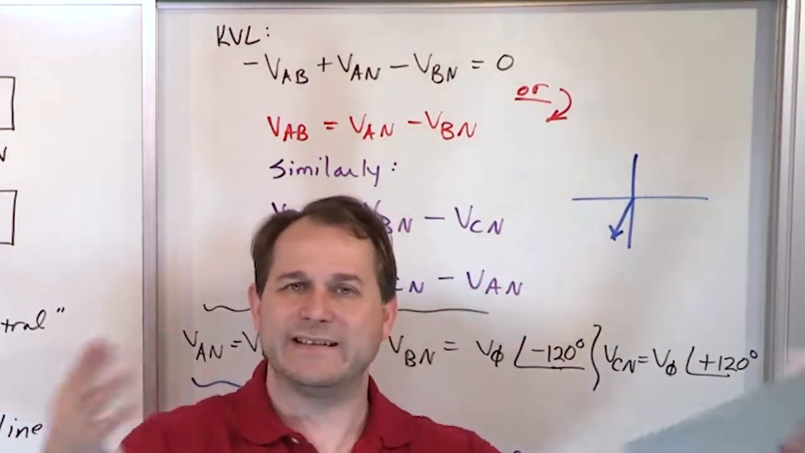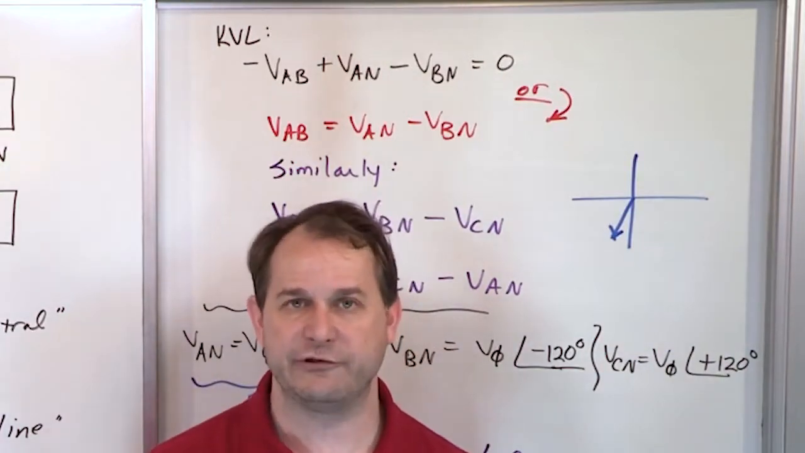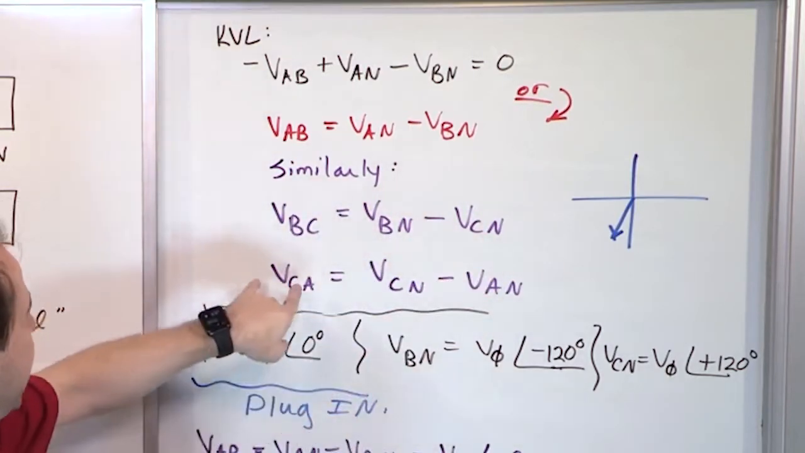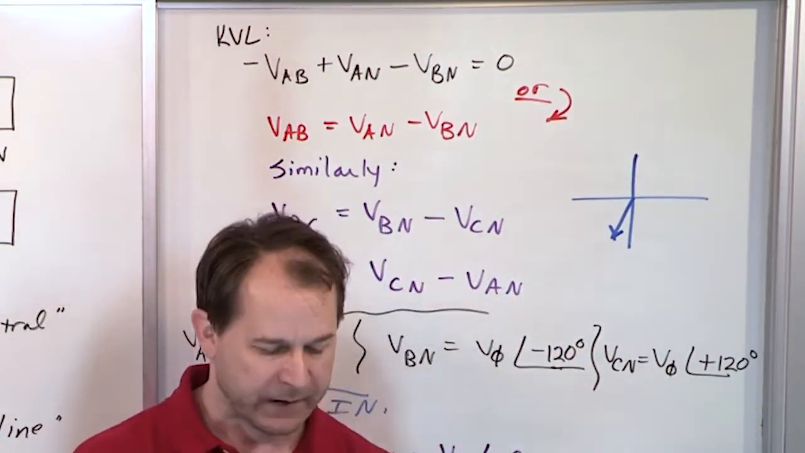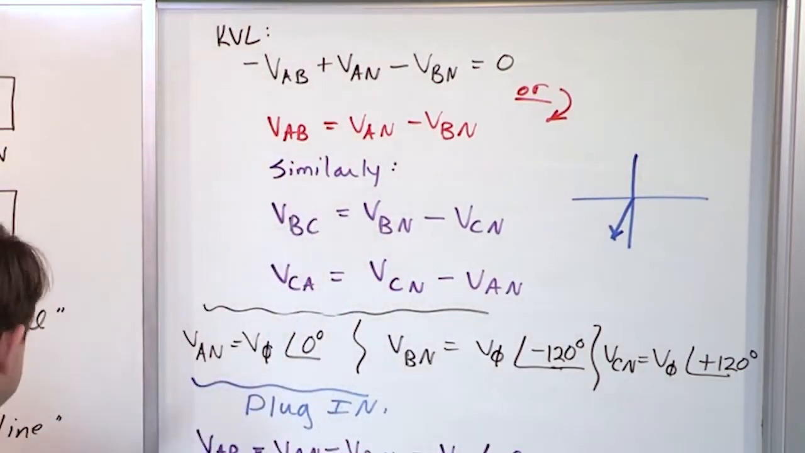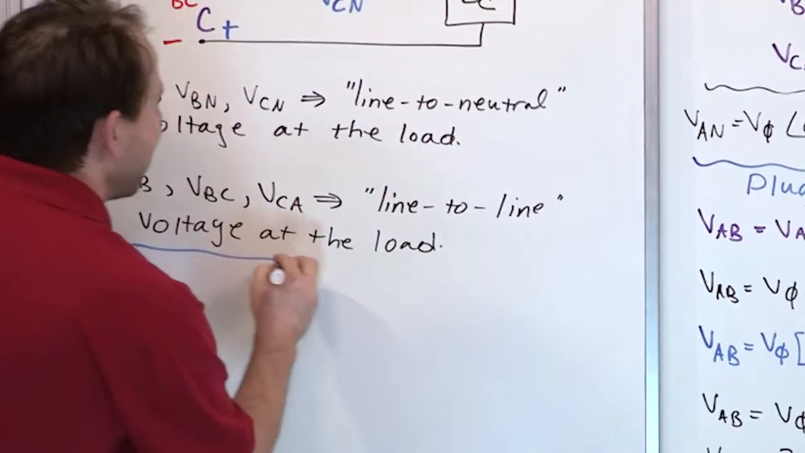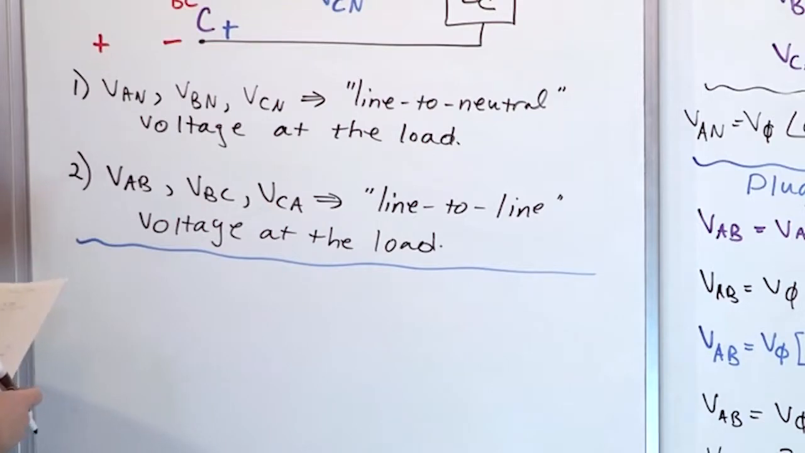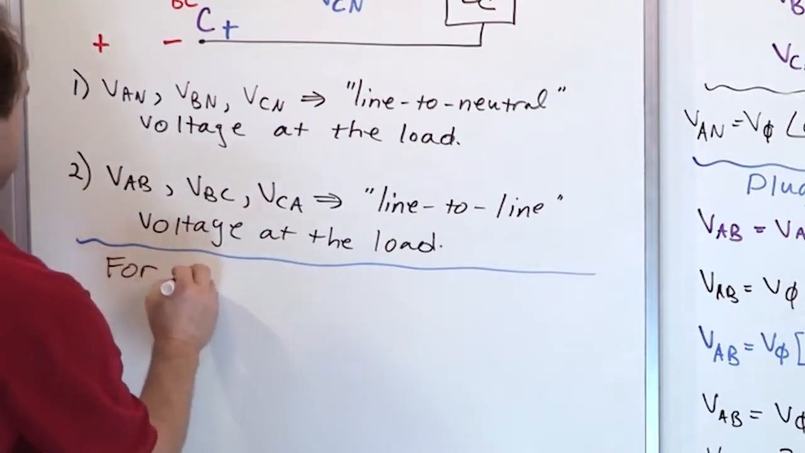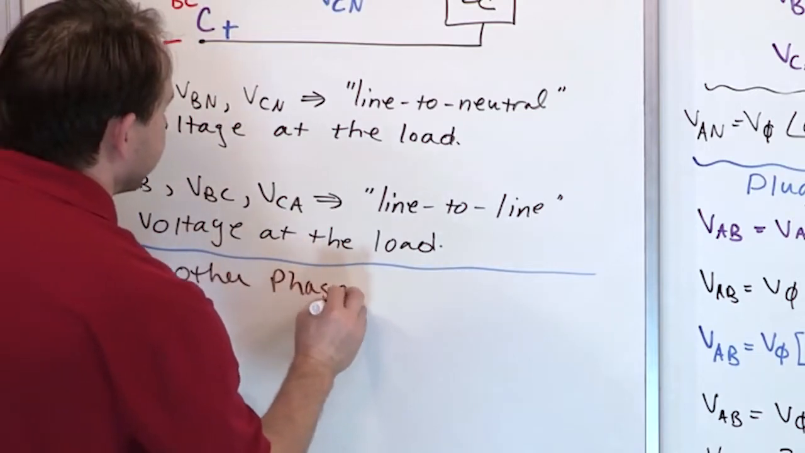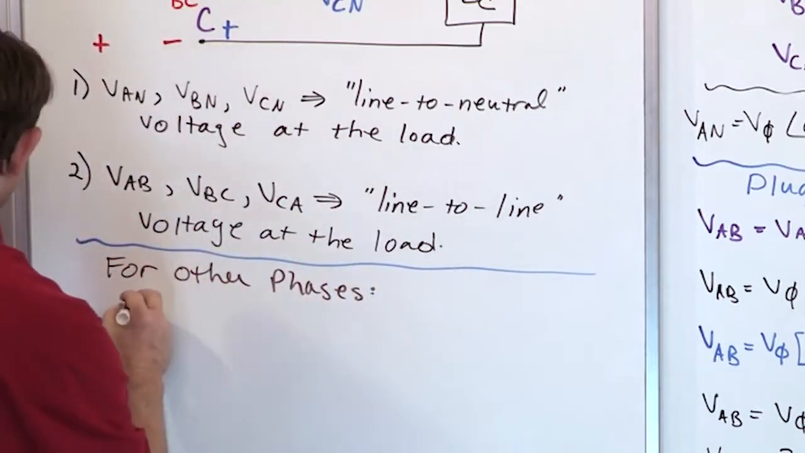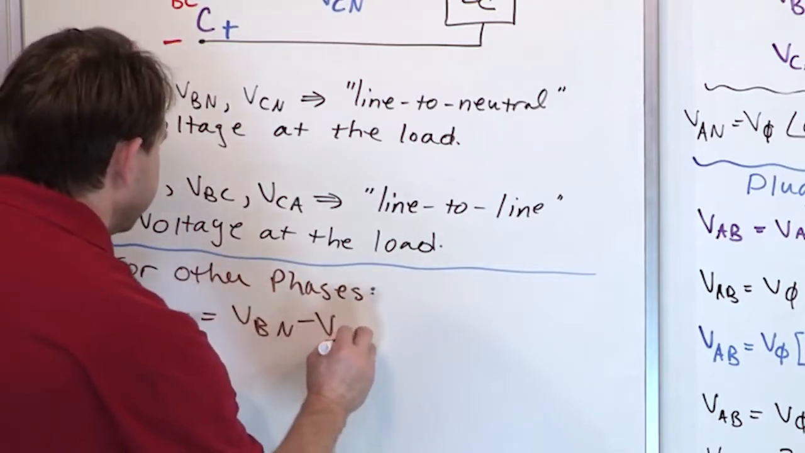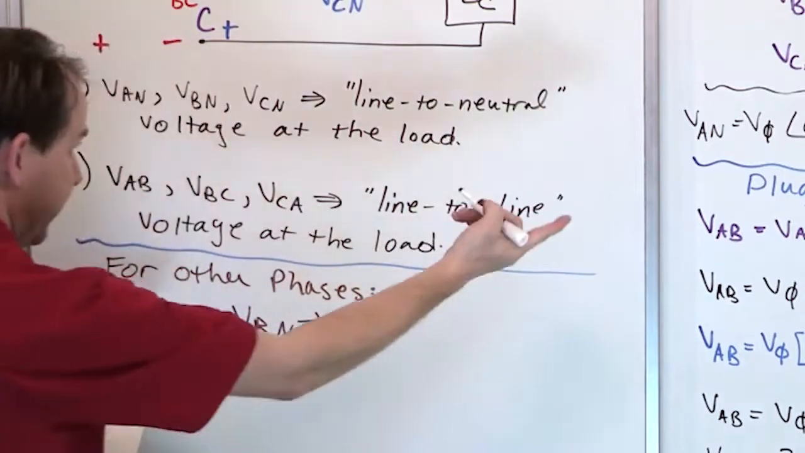You can just plug them all in and do the exact same calculation with all the exact same complex arithmetic, and you would get a relationship between BC and its line to neutral voltage, and CA and its line to neutral voltage, okay? I don't really want to do all of that because I don't think it really adds a lot to it. So I'm not going to do all of the math, but I am going to show you the punchline, and I'm going to summarize it in a chart. So for other phases, you get the following. You'll get VBC is equal to VBN minus VCN. That's the other equation that we had there. And then we'll just plug in the values that I just showed you.